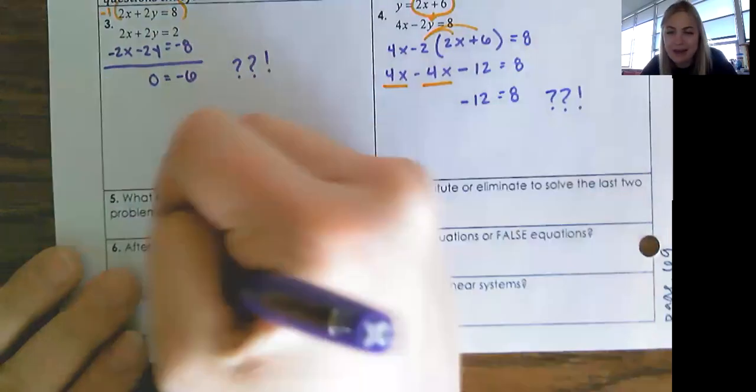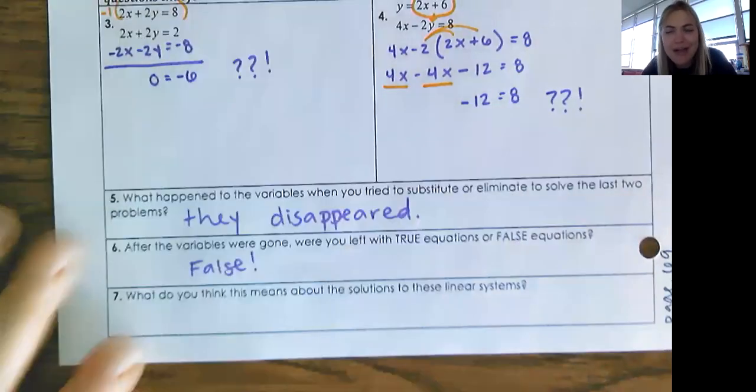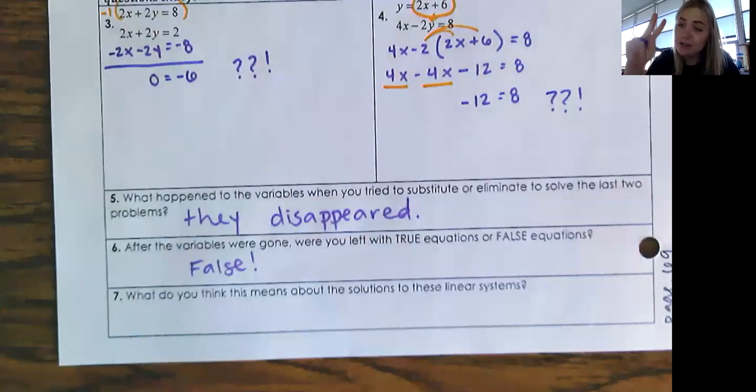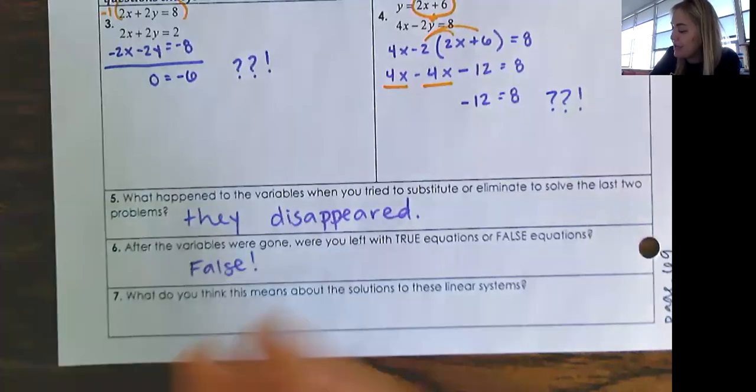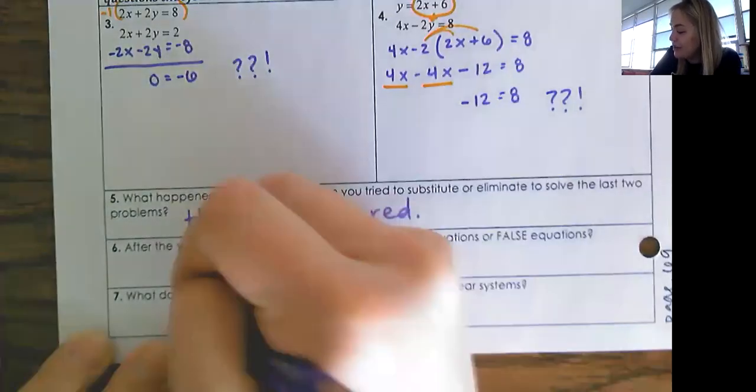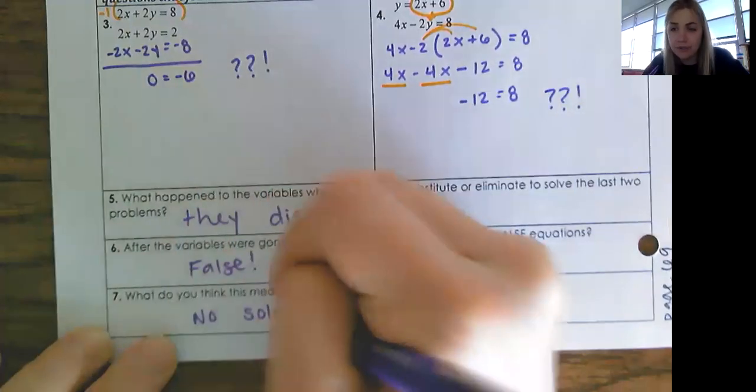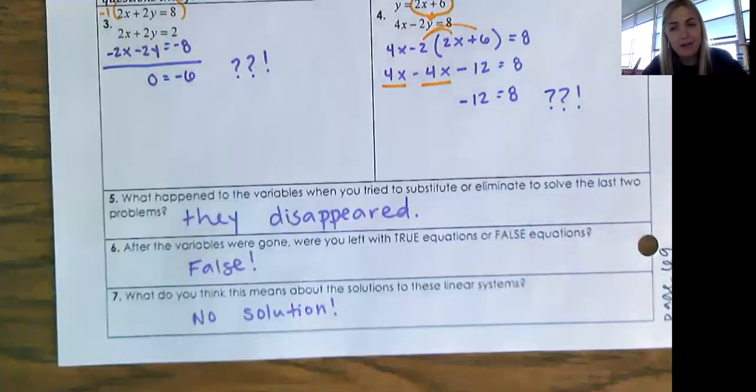What do you think it means about the solutions? Remember, we had 3 kinds of solutions. One solution, no solution, or infinite. Okay, if you get some garbage answer like this, 0 equals -6 and -12 equals 8, this is obviously going to be no solution. So if your variables all eliminate and the stuff that you're left with is false, that's a no solution to your system of linear equations.